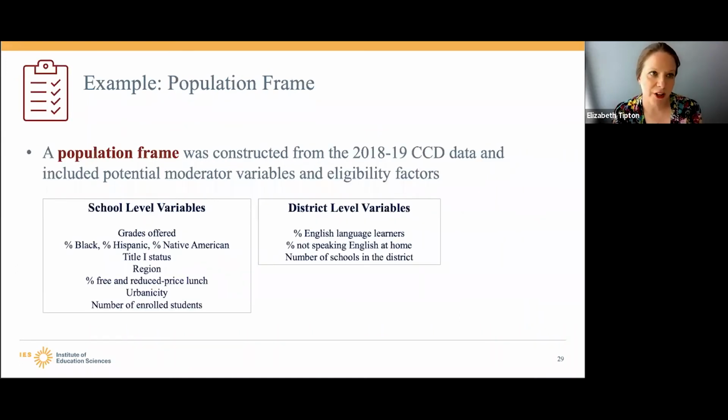Based upon this, they develop a population frame. The most recent data when we were putting this example together is the 2018-19 Common Core of Data. Looking through this, they could put together a list of school level variables that they might include as potential moderators: the grades offered, racial and ethnic percentages, Title I status, the region, percent free and reduced lunch, urbanicity, and the school size, as well as some district level aggregates, so information on English language learners, as well as how big the district is.